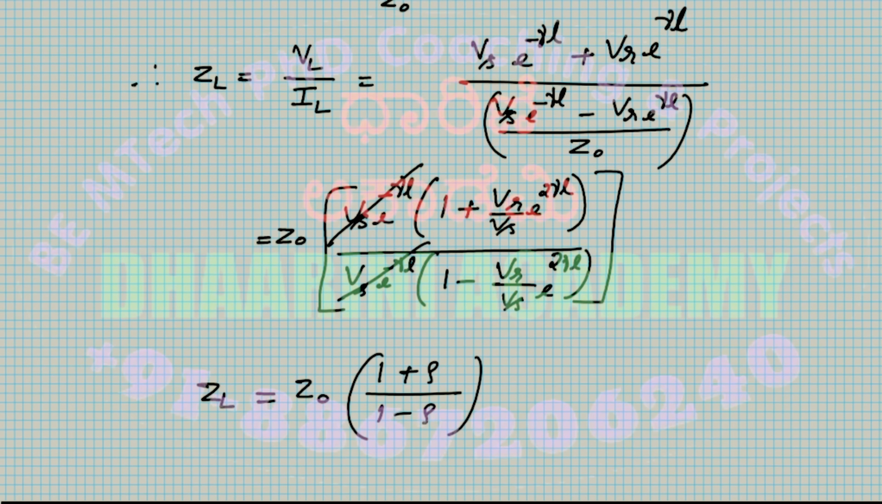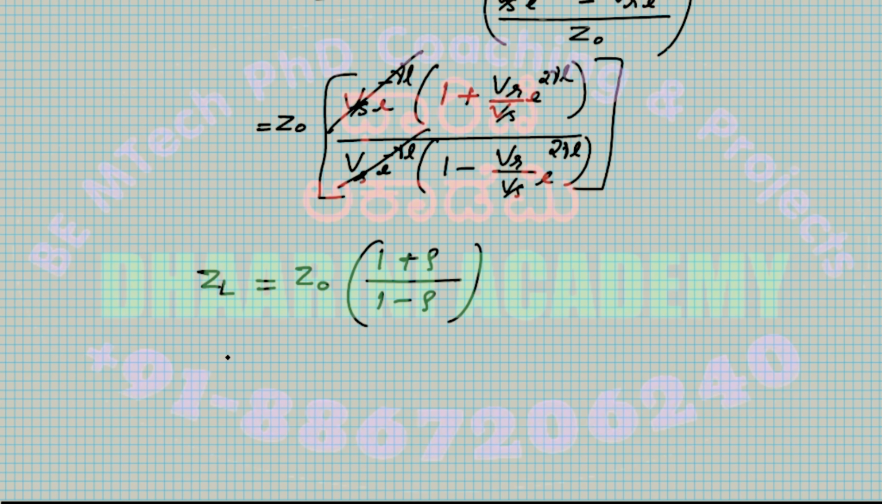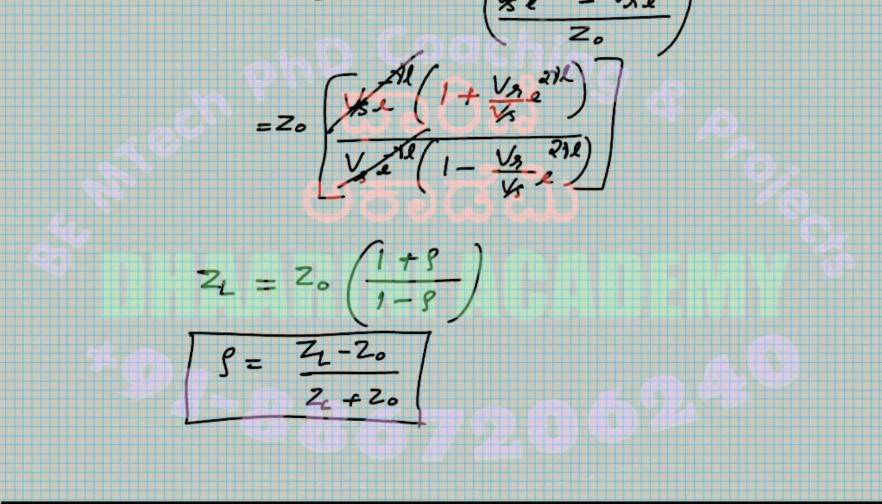So you can do some mathematics over here to bring the rho to one side, right? Yeah, cross multiply and bring it, right? And you get this equation, rho equals ZL minus Z naught divided by ZL plus Z naught, which is the required equation using which we can calculate the reflection coefficient.